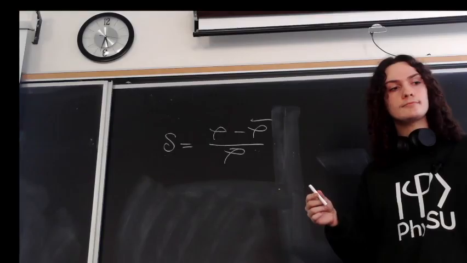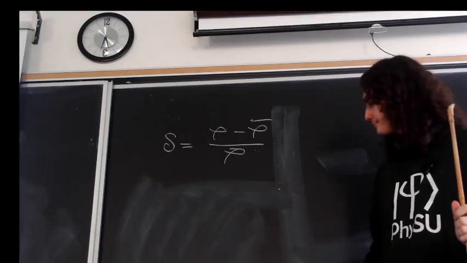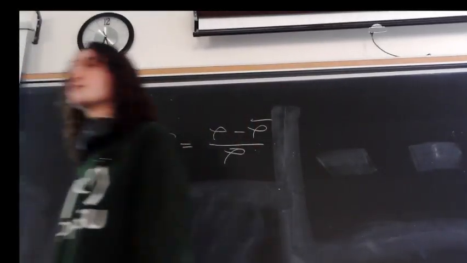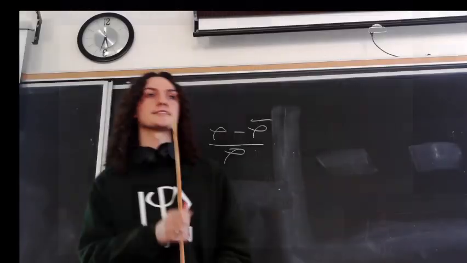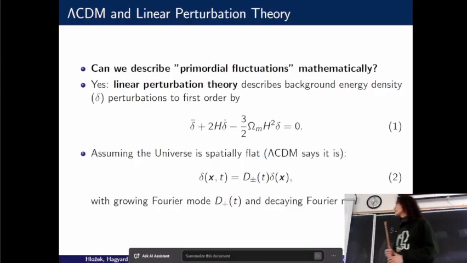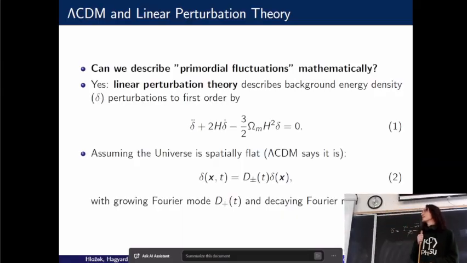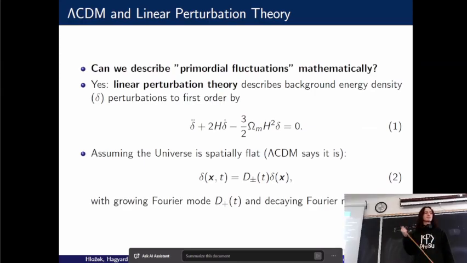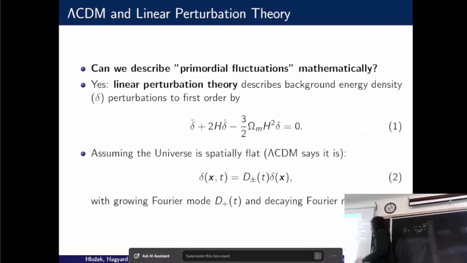With respect to the Lambda CDM, which assumes that the universe is at large scales isotropic, which means it's invariant in density, and also it's expanding and spatially flat, you can solve this ODE pretty simply, and you get this solution here, which is equation 2.